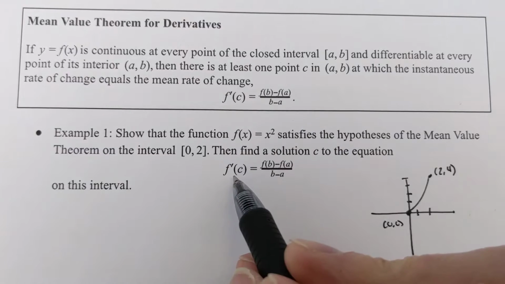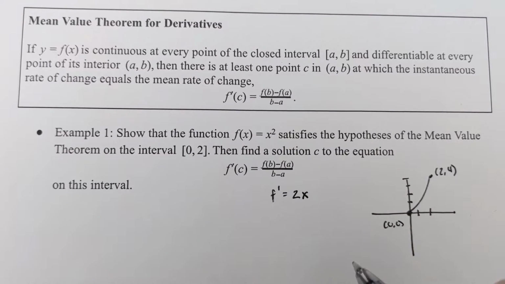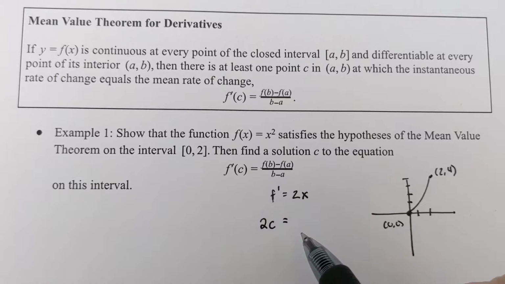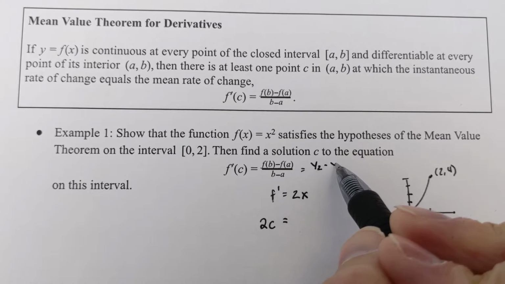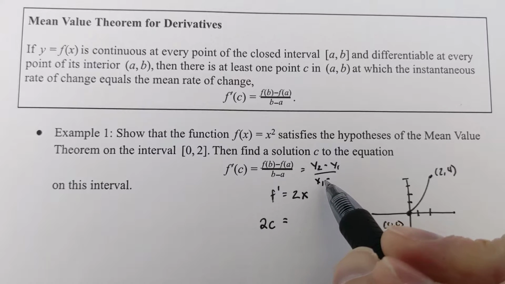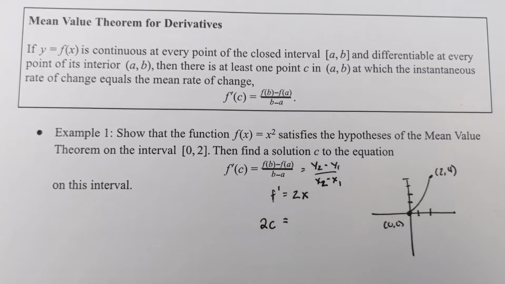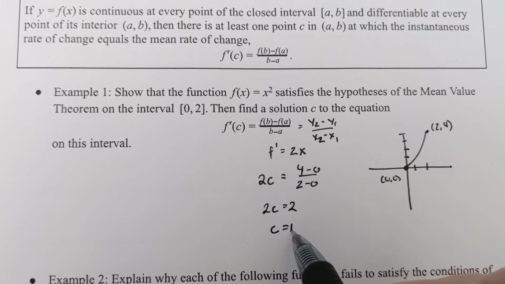So f prime is the derivative, which is 2x. So f prime of c is just 2c. And that's going to equal f of b minus f of a over b minus a. Now, this is the slope equation. F of b and f of a are y2 and y1. B and a are x2 and x1. So this would become 4 minus 0 over 2 minus 0. So you would have 2c is equal to 2, so c equals 1.